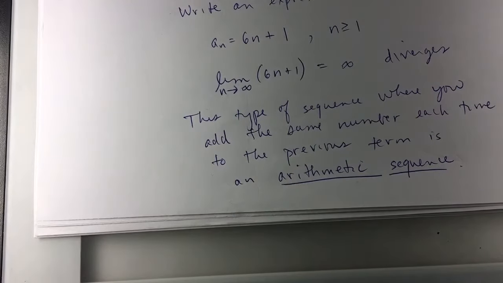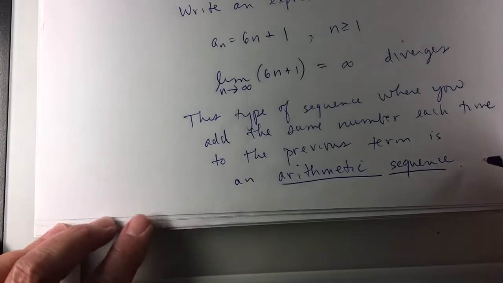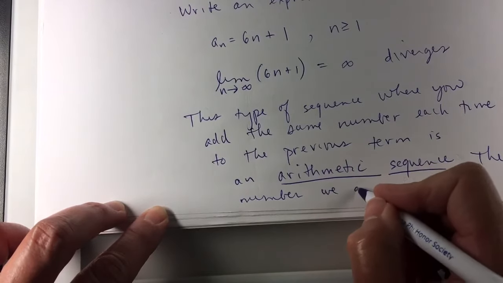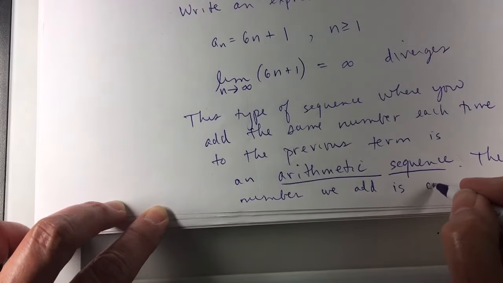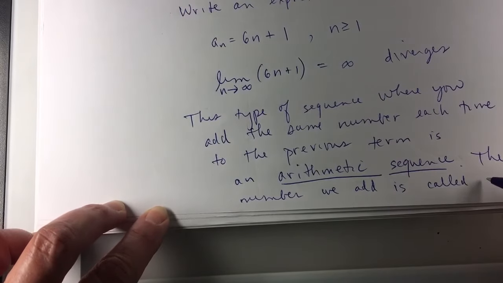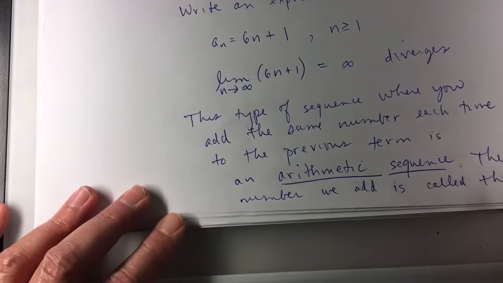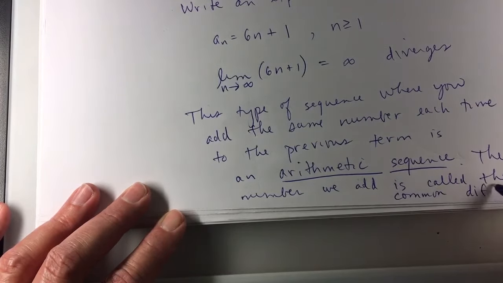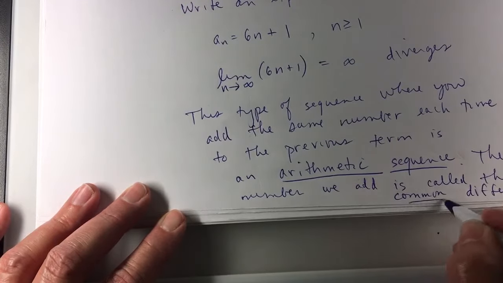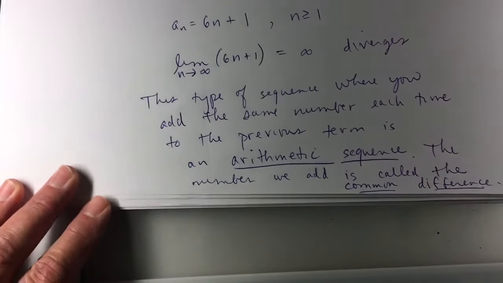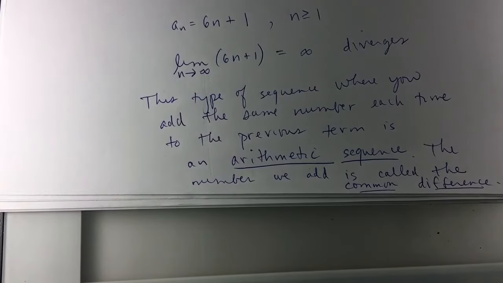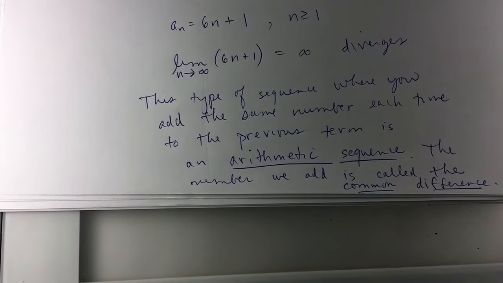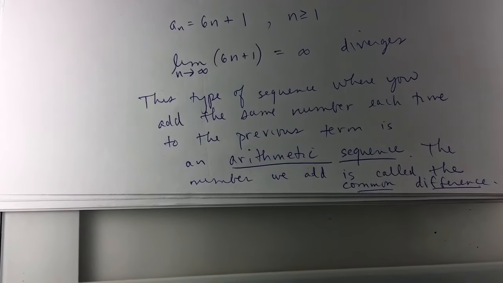And that number you're adding is called the common ratio. The number we add is called, no, it's not the common ratio. It's called the common difference. Common difference. Okay. What is the common ratio? We did that yesterday. If you're multiplying, if it's a geometric sequence, it's the common ratio. If you're adding, it's called the common difference.